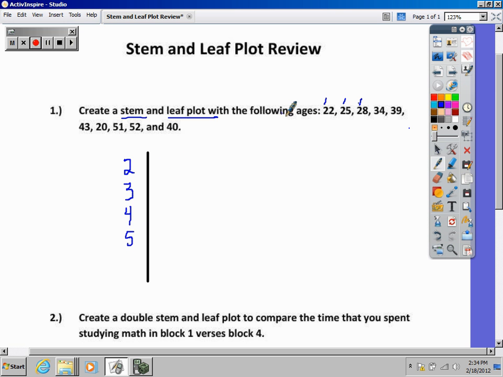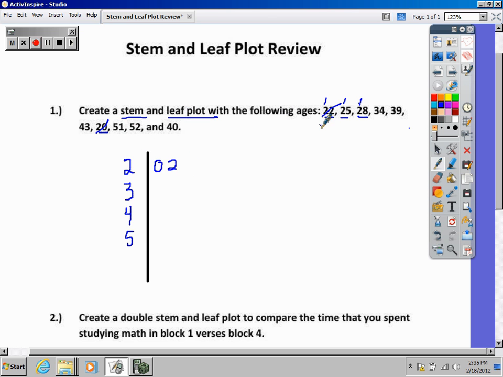So now in the 20s, I look at all the 20s, there's a 22 and a 25 and a 28, and a 20. So I have to do the lowest to highest. I'm going to start with the 20, and all I do is put the 0, that's my leaf. So I cross that number out. So I have the number 20 to represent on the stem and leaf plot.